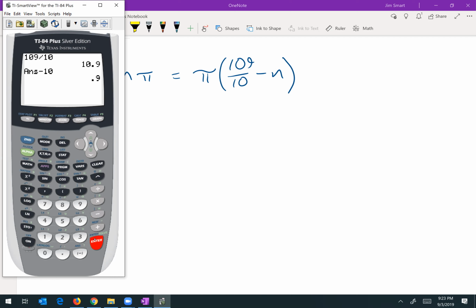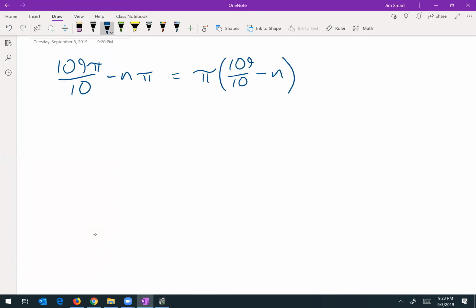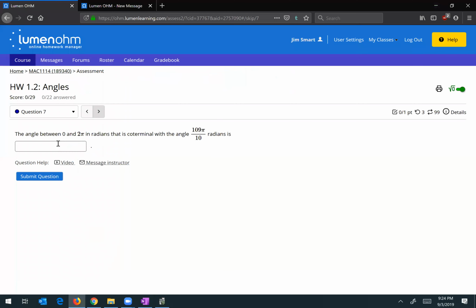And it's pretty straightforward how to change that back into a fraction. But if it wasn't, I would just press the math key, do number 1, and change it back to a fraction, which is 9/10. So the answer to this, and I'm going to write it out with the work, is 109 pi over 10, and then I'm going to subtract 10 pi, because when I subtracted 10, what I was really doing was subtracting 10 pi, because they're both in terms of the number of pi. And the answer is 9 pi over 10. And we can real quick verify that.